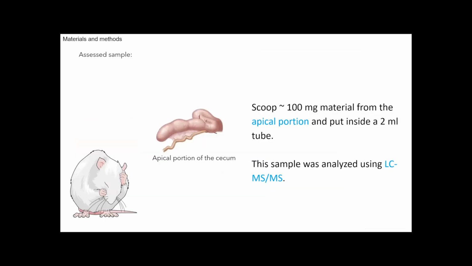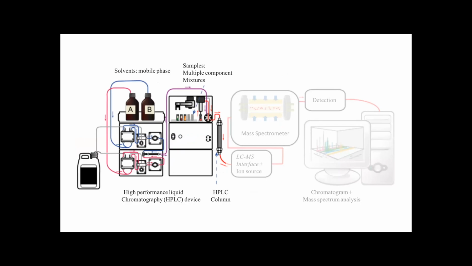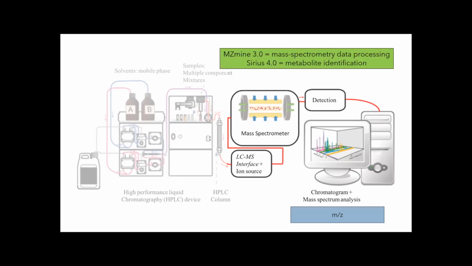The sample that we used was collected from the apical portion of the cecum and was analyzed using a liquid chromatography mass spectrometry approach. Here you have an overview of the analysis: samples are gradually released from an HPLC column, which gives a characterization based on retention time for each molecule, and each molecule is next exposed to mass spectrometry analysis, which gives a characterization based on the whole spectrum of each molecule, providing m/z values.